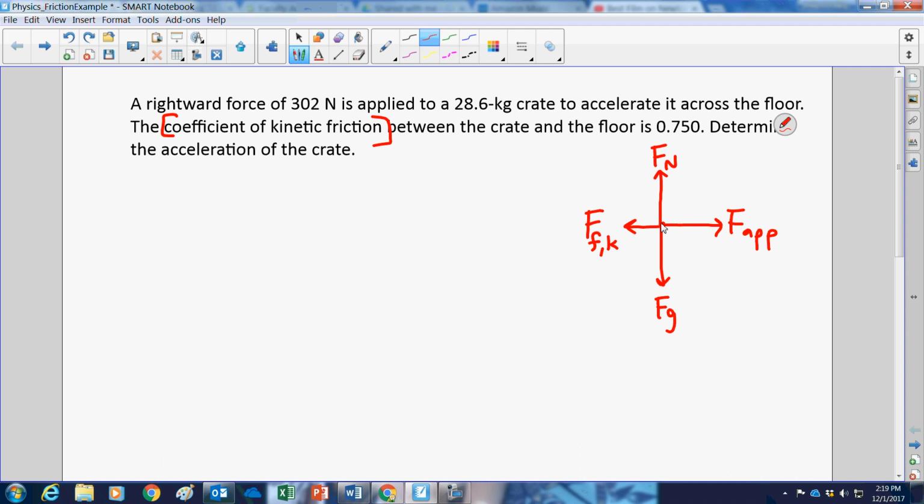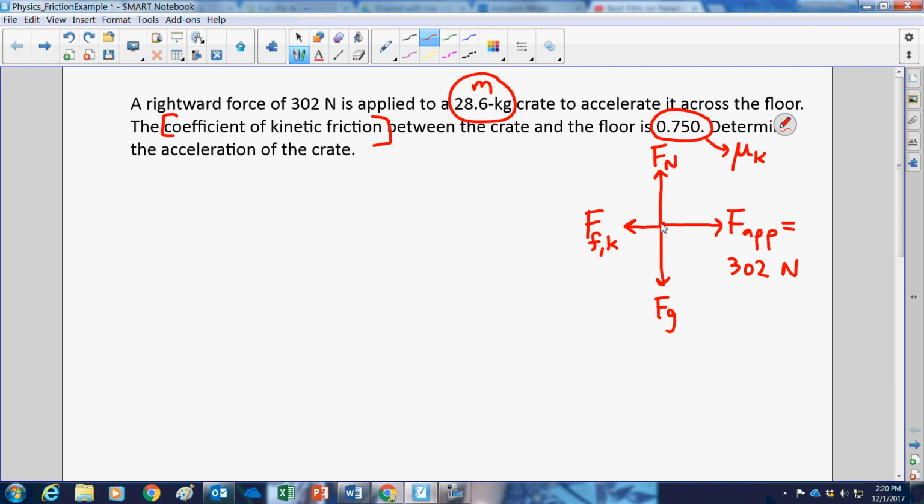Okay, so we have here the rightward force. They do tell us the magnitude of that is 302. And they tell us this is the mass here, 28.6 kilograms. And then they tell us the coefficient of kinetic friction. So notice this number has no units. Okay, this is called mu k. It's basically a stickiness factor that accounts for the surface of the crate and the floor.